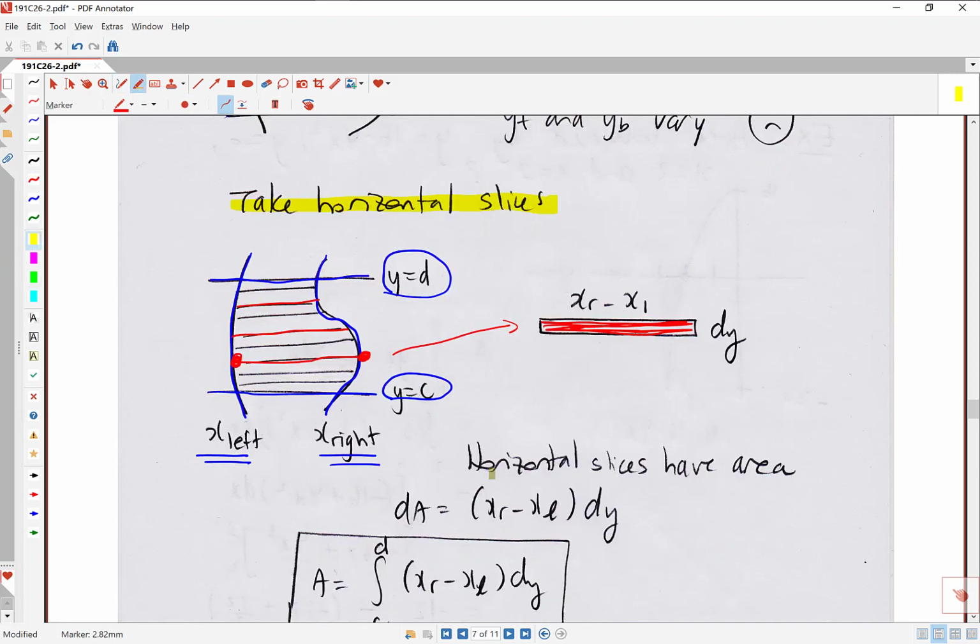Okay, so let's think about what the area of one of these horizontal slices is. In symbols, we'll call the area of a slice dA. So we call it dA just because it's a tiny chunk of area. Remember that a differential represents a very small change in your variable.